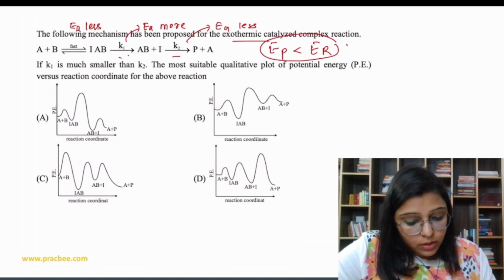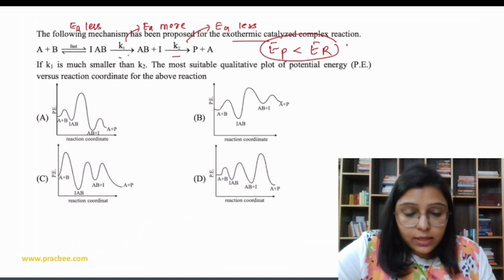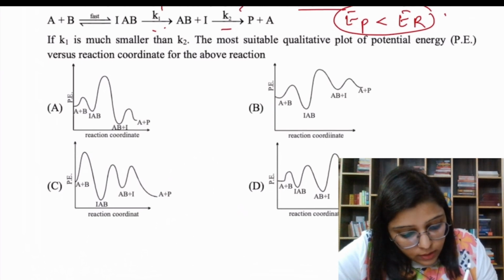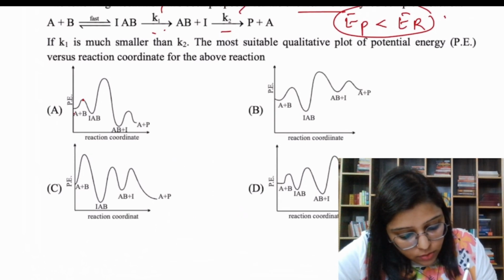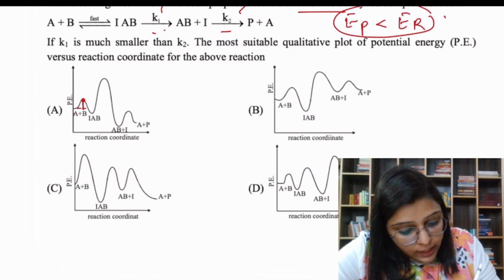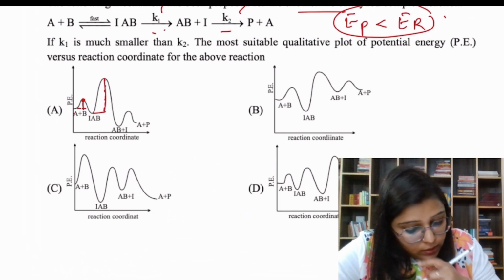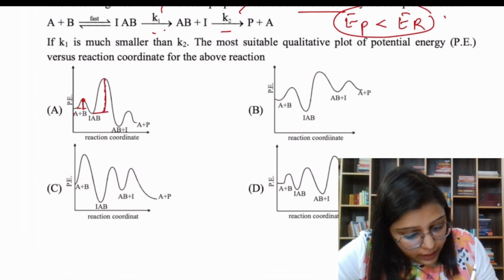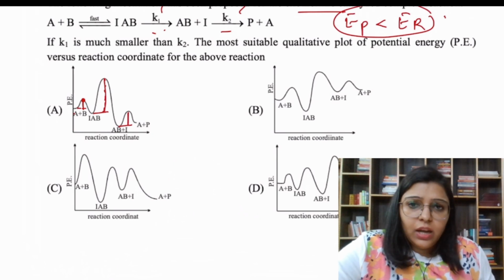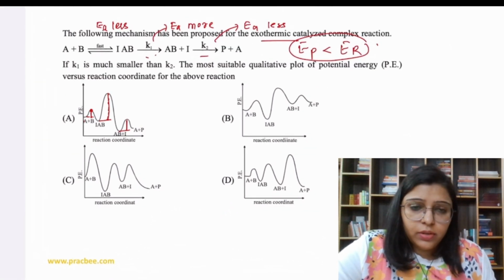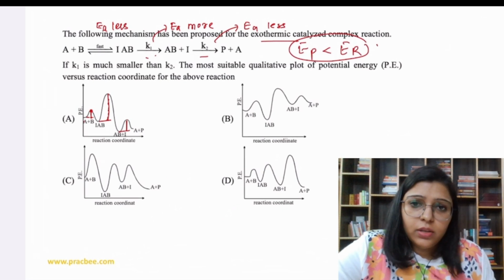So let's see. If activation energy is less, look, A plus B to this: here the activation energy is least. Then I to AB, so the activation energy is more. Here the activation energy is this much. So yes, this is the correct curve, right? This is the correct curve.